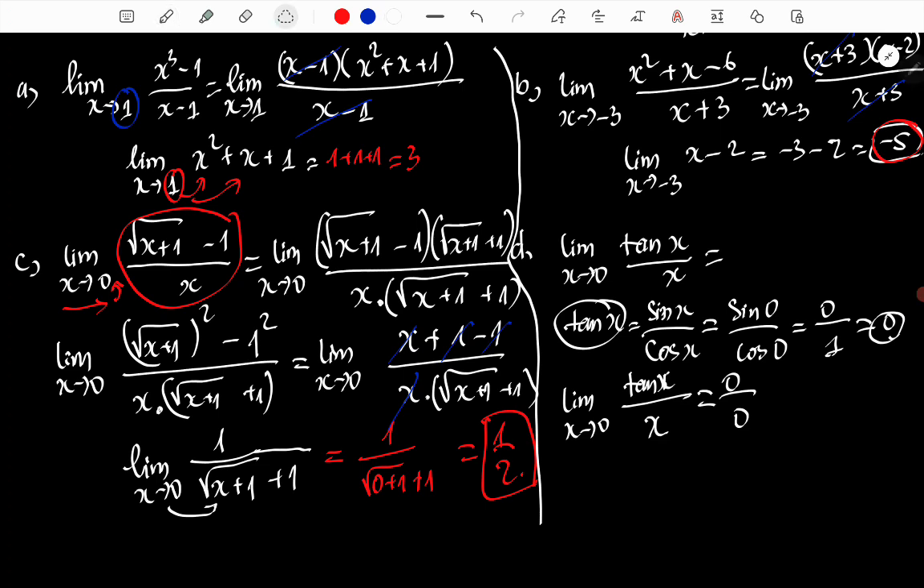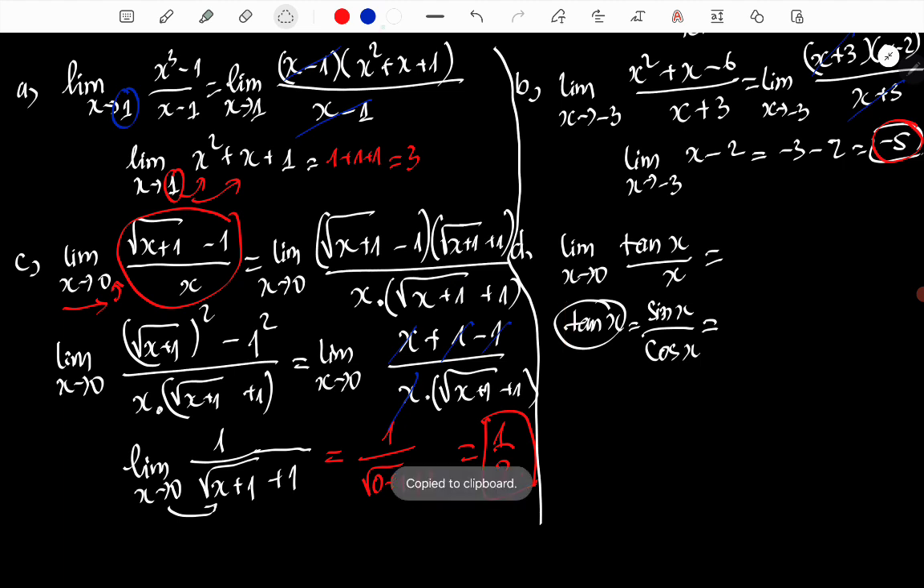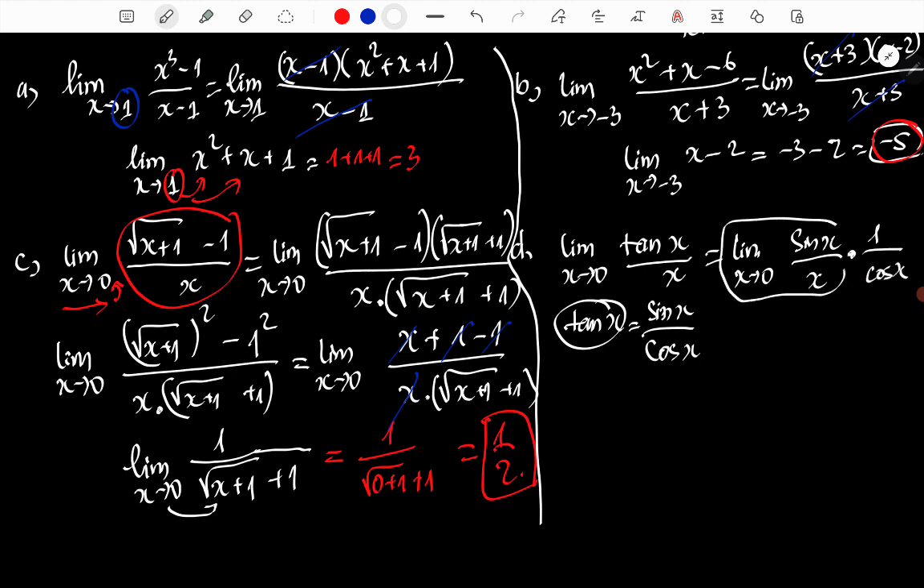We need to do it a little bit differently. So we're going to eliminate this tangent. Alright. So here the limit as x goes to 0, we can write it as the limit as x goes to 0 of sine x divided by x times 1 divided by cosine x, and this limit of sine x divided by x is going to be equal to 1.